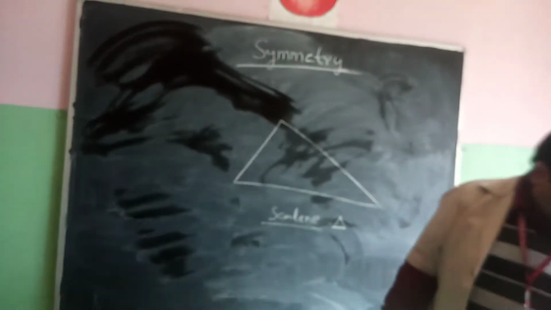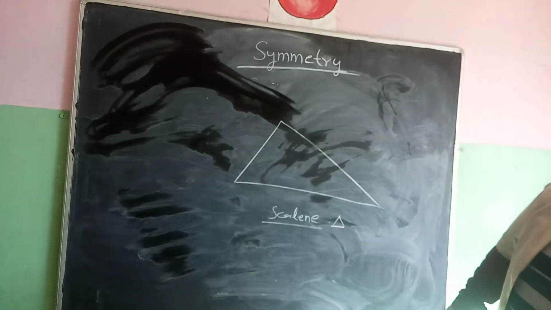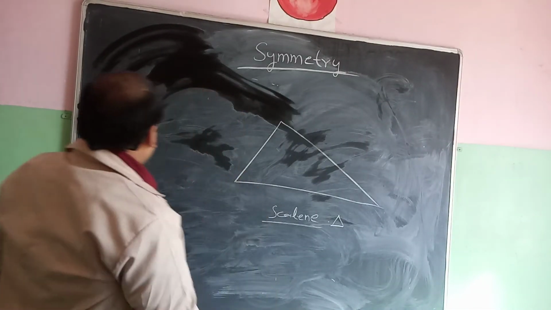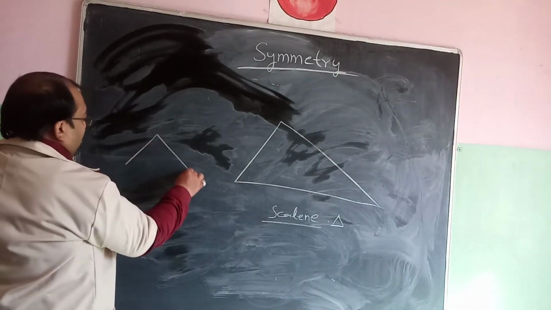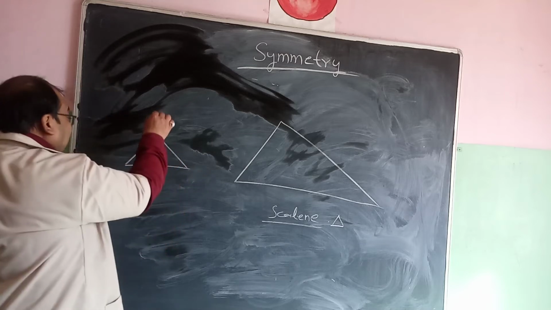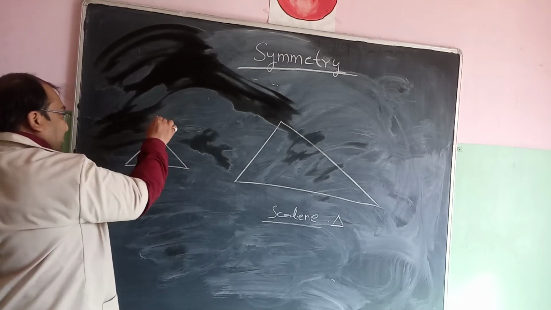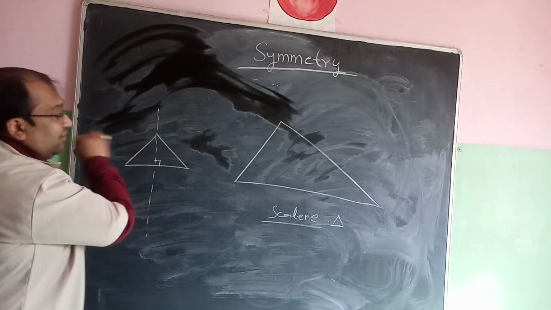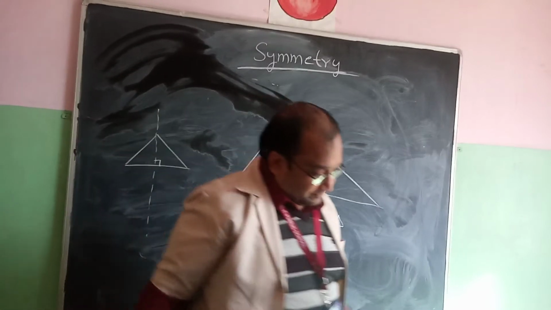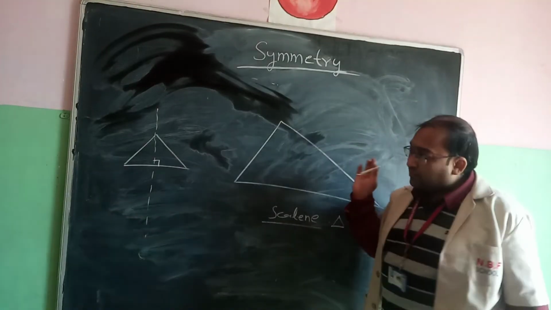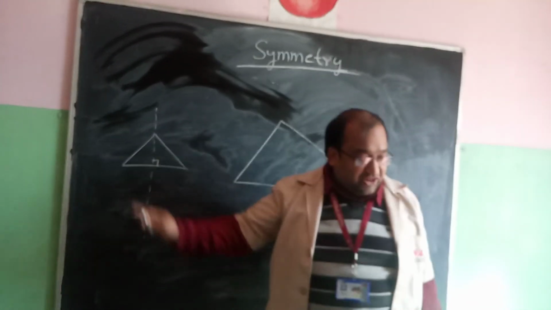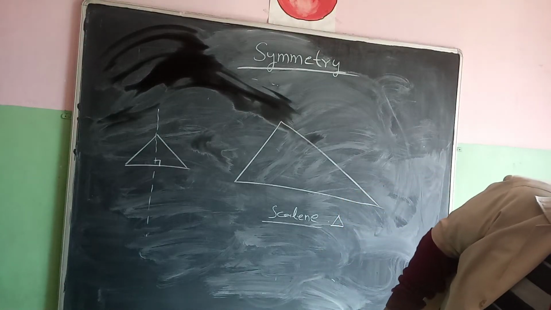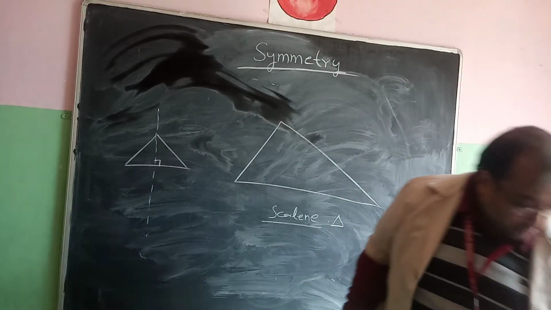Second question of this exercise, the number of lines of symmetry in an isosceles triangle. Already we have discussed that in an isosceles triangle there is one line of symmetry along its median, you can say, along its altitude or along its angle bisector. In a scalene triangle there is no line of symmetry, and in an isosceles triangle there is one line of symmetry. So here the answer of question number 2 is 1, option B.